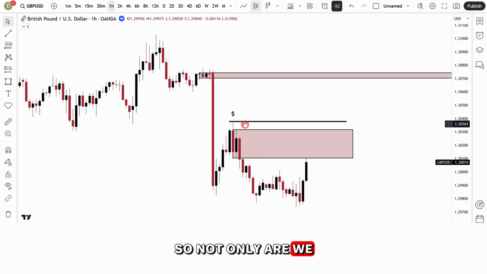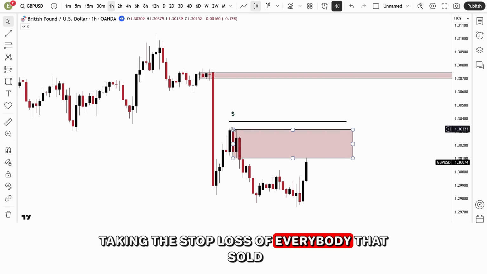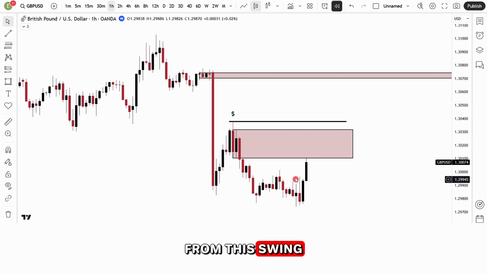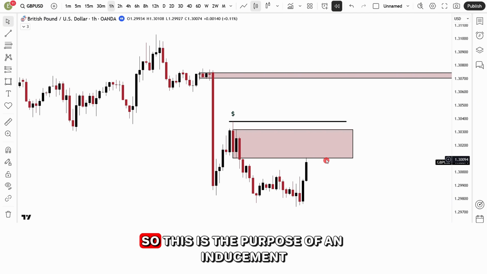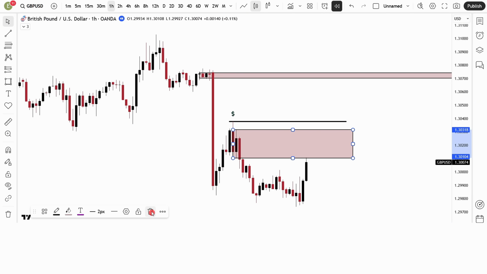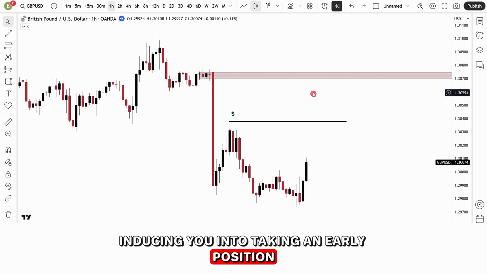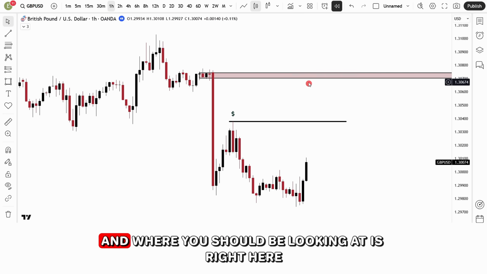Not only are we taking the stop losses of everybody that sold from this swing, some traders are entering the trade right here. So this is the purpose of an inducement, inducing you into taking an early position, where your initial point of interest, and where you should be looking, is right here.